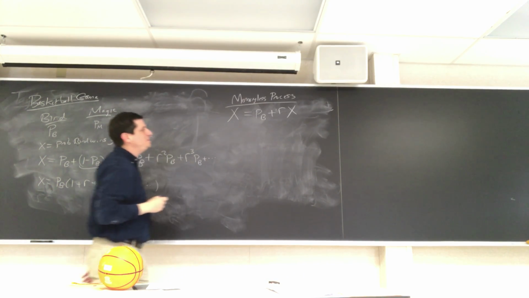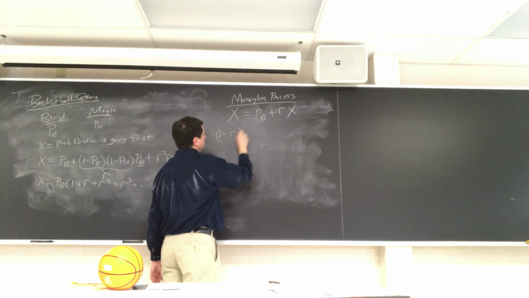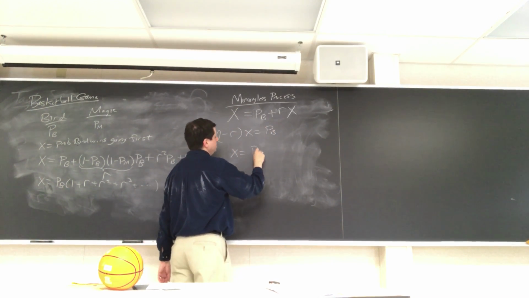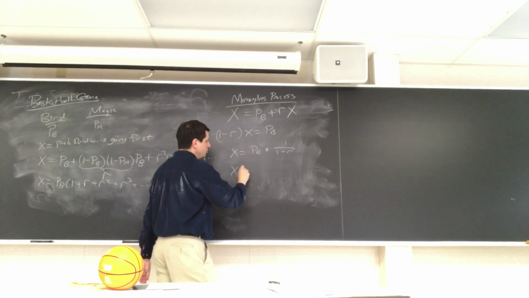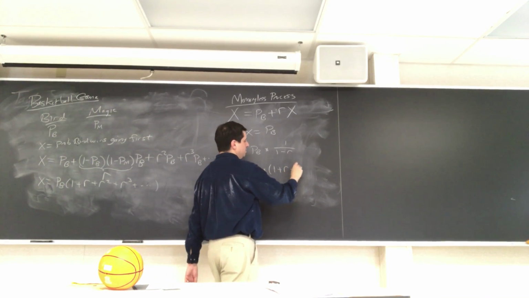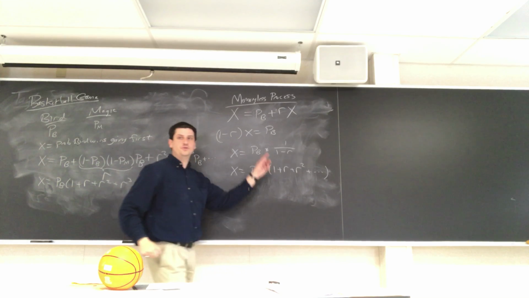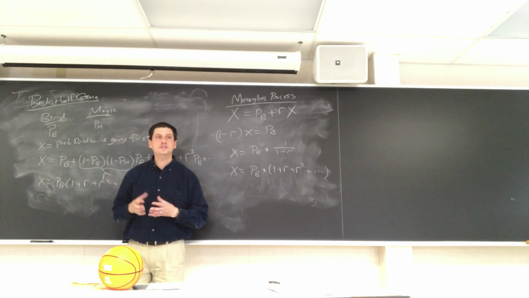So we have x equals PB plus Rx. We want to solve for x. So we get 1 minus R times x equals PB. So we get x is PB times 1 over 1 minus R. But x also equals PB from before times 1 plus R plus R squared plus and so on. And there's our geometric series formula. So we were able to get the formula by interpreting this as a basketball game.